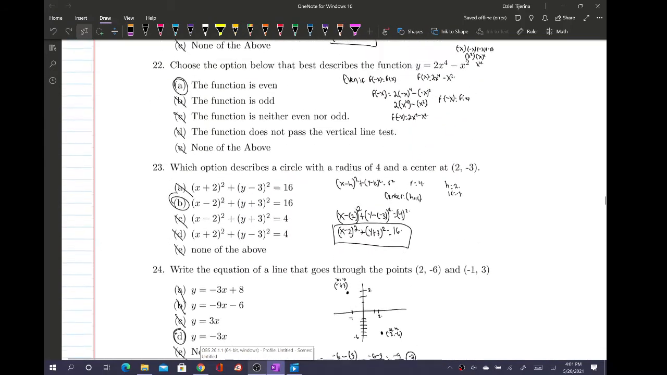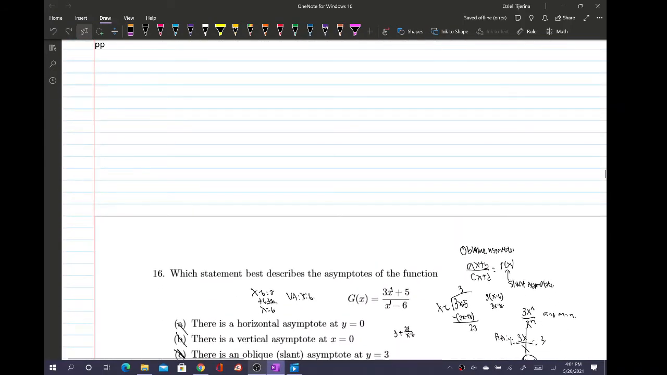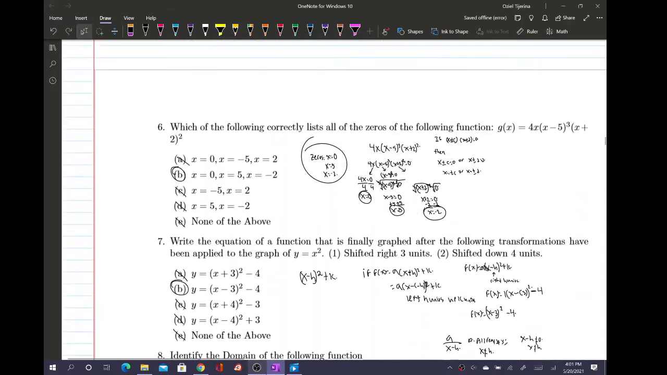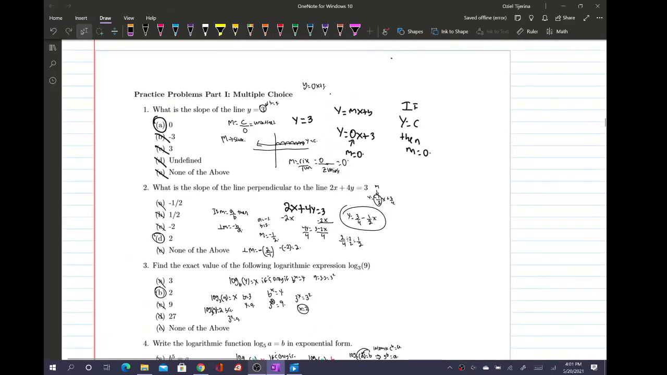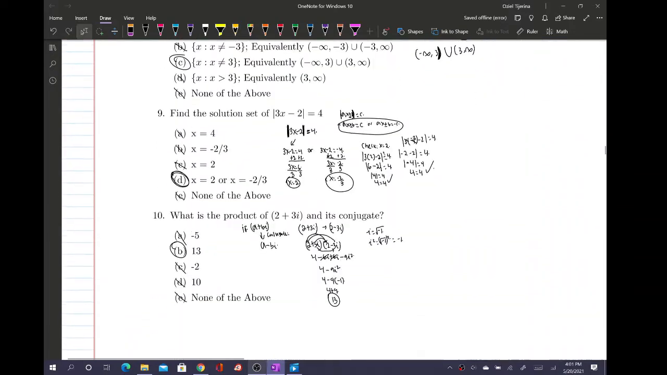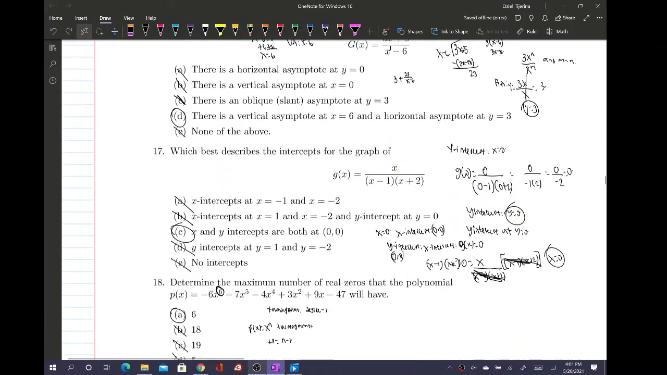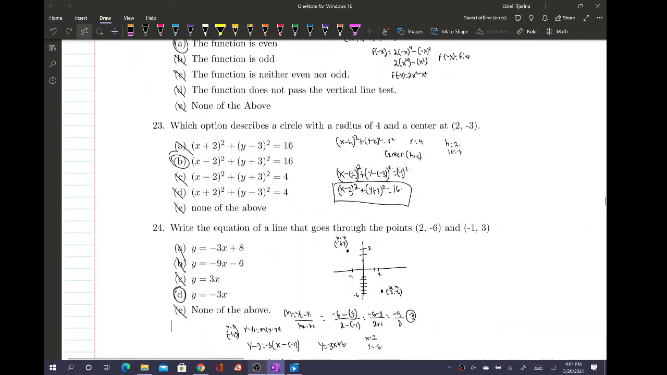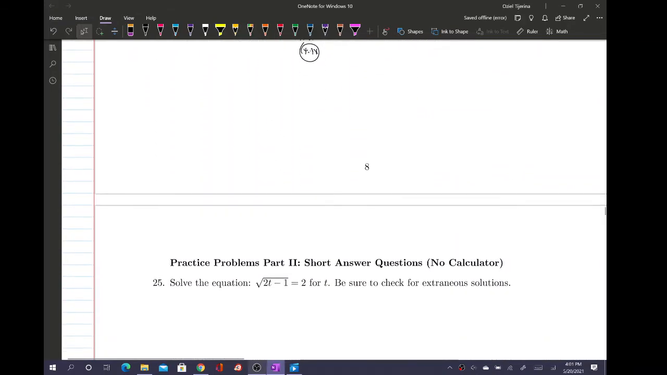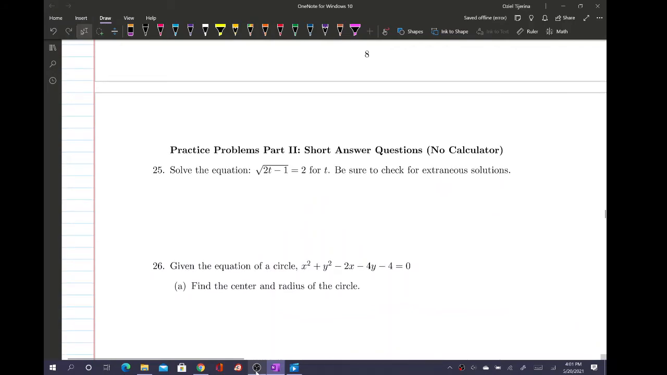Also, yes, for this part there was calculator allowed, at least I think. But again, I didn't really use a calculator for any of these. I know for this one, it says short answer questions, so we're gonna do those in the next video.